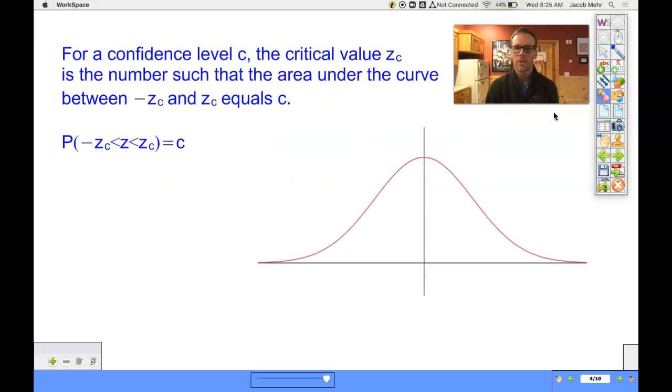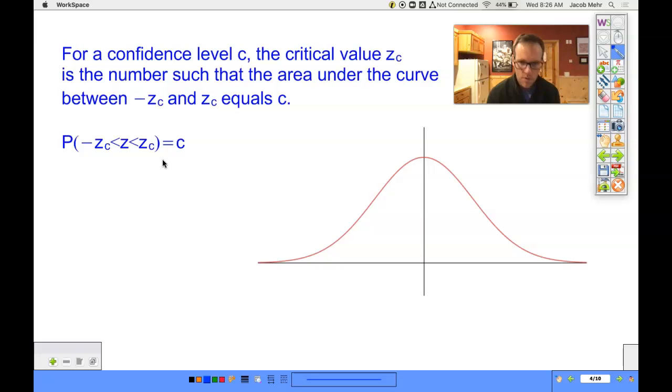So, for a certain confidence level C, we need to find the Z-score. It's called the critical value. It's Z sub C. Okay? And that is the number such that the area under the curve between the critical value Z sub C and negative Z sub C is equal to C. Okay. So what does that look like here for us?